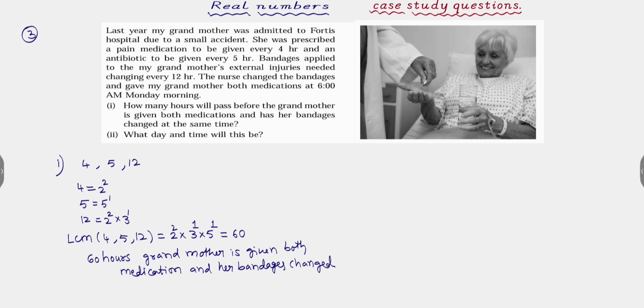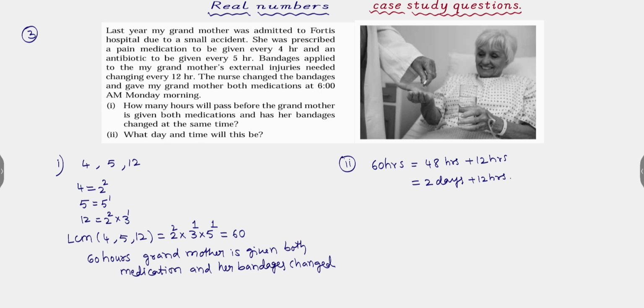Now the second question: what day and time will this be? In the question it is mentioned that all three were given at 6 a.m. Monday morning. So now the 60 hours should be added to 6 a.m. Monday morning. 60 hours is nothing but 48 hours plus 12 hours. 48 hours is nothing but 2 days, plus 12 hours.